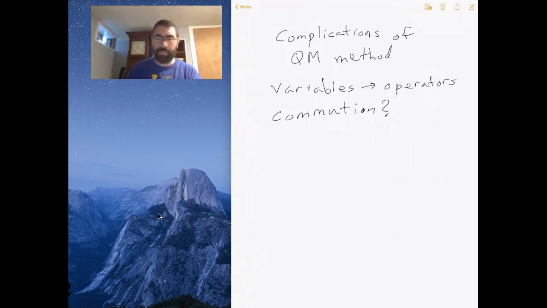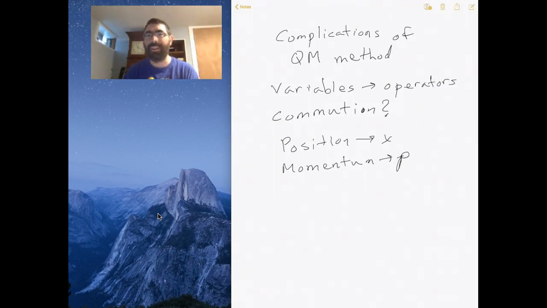And so one example would be something like position and momentum, which are two variables that came up when we were looking at classical mechanics and trying to solve things with the Hamiltonian or Lagrangian formalism. So if I was to look at something like the product of position and momentum in classical mechanics, if I was to write down that product of position and momentum in quantum mechanics, they would be operators.